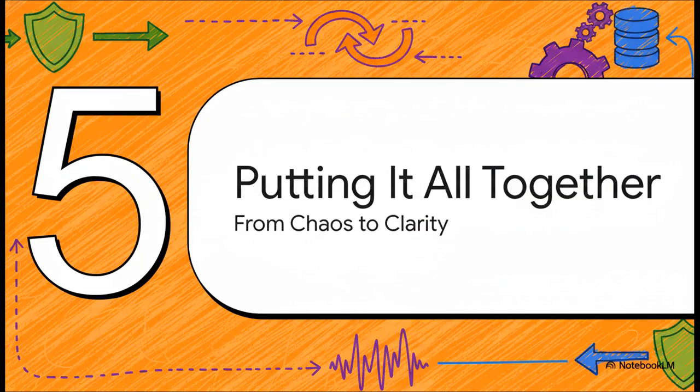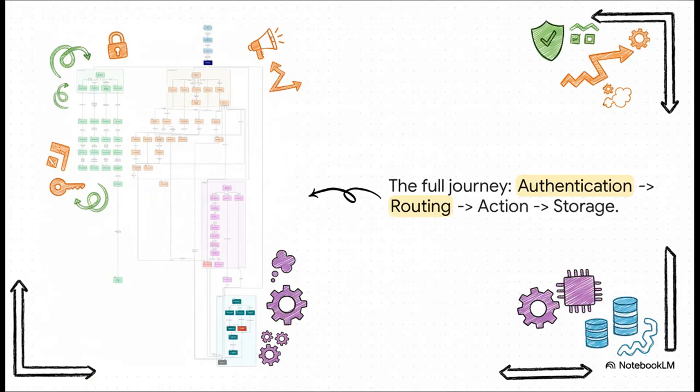All right, let's step back and look at the big picture one last time. That map that seemed so chaotic at the beginning, it should be making a whole lot more sense now, right? We've put the pieces together. And there it is, the complete logical story. You enter through the green security gate, get directed by the orange switchboard, the real work gets done in the purple workshop, and it's all remembered in the blue filing cabinets. Authentication, routing, action, and storage. See? A simple story from a complex chart.